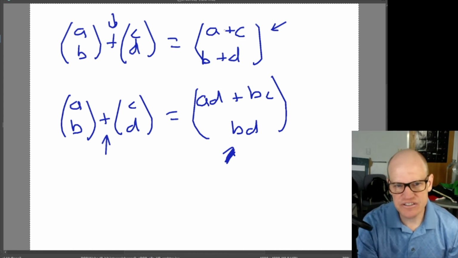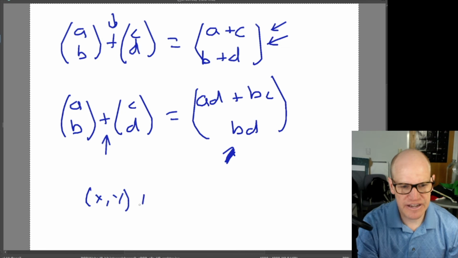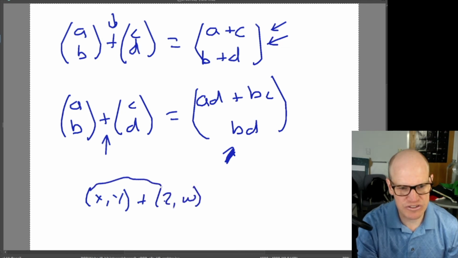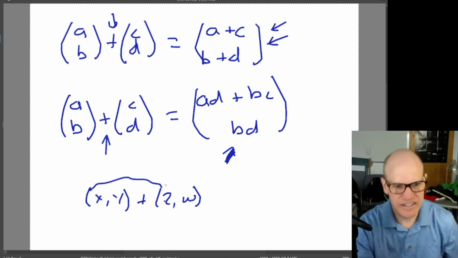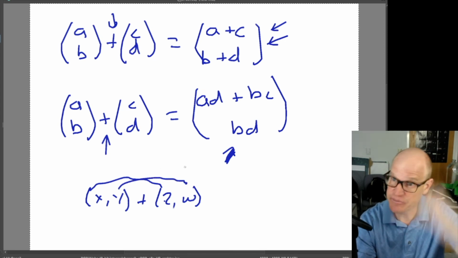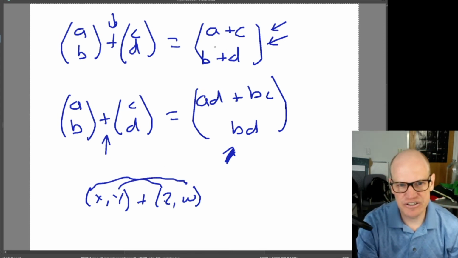This top one is the way that you add ordered pairs. So if you have XY coordinates, you're going to add ZW to it, and you add the X coordinates together because they're on one number line, and you add the Y coordinates together because they're on a different number line, and you're going to get this.